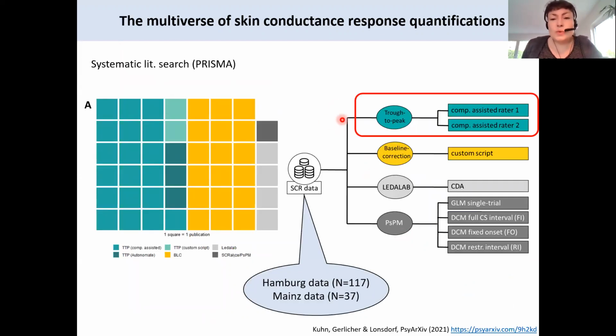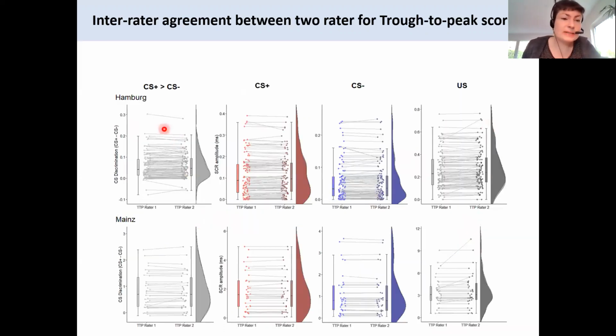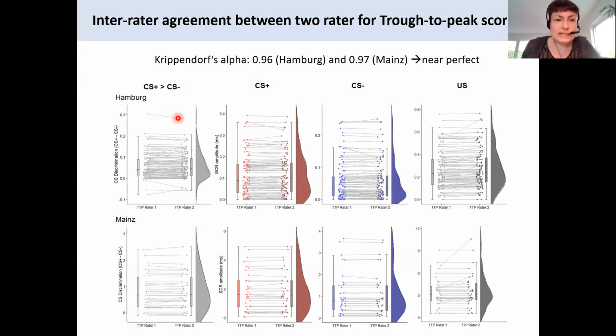Finally, we looked into the agreement between the two trough-to-peak raters, which has been discussed in the field. And what you can see here is an individual response to a specific trial as scored by rater 1 and rater 2 connected with a single line. And what you can see is that both in the Hamburg and the MIND sample, agreement is near perfect. So we seem to do quite a decent job in training our raters, and this is good news, I think.